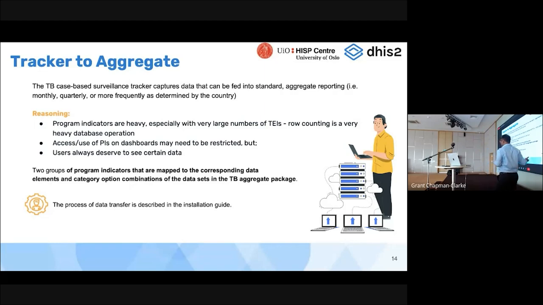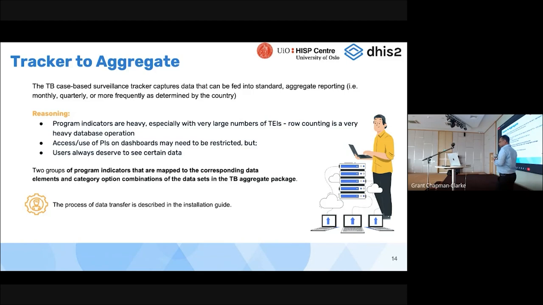And then that data is pushed from the tracker to the aggregate on a different server, not even in the same instance. It's a different instance and a different server. That has been requested many times, and we already have it. So all the program indicators and everything we calculated have been pushed onto the aggregate data set so that you can have the aggregate information also.